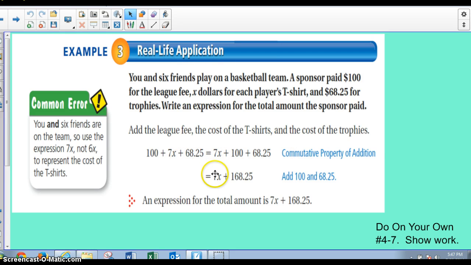And they put it all together. 7x, we don't know what x is, plus this, and you will get the answer. That is the expression you write for it. That's all you can get because you don't know what x is. So please do your on your own numbers 4 through 7, and I'll see you in class tomorrow.